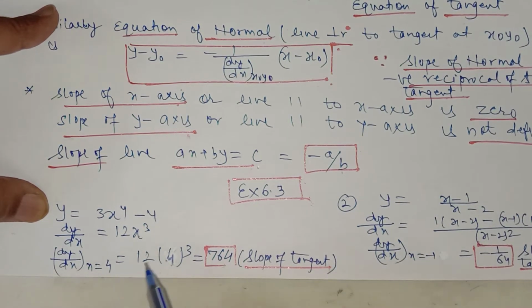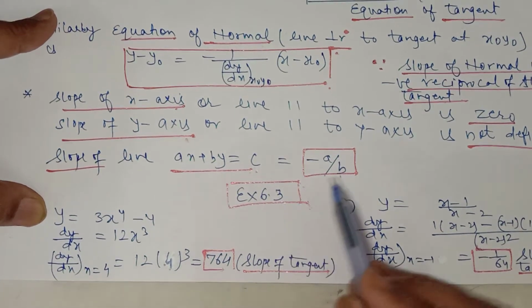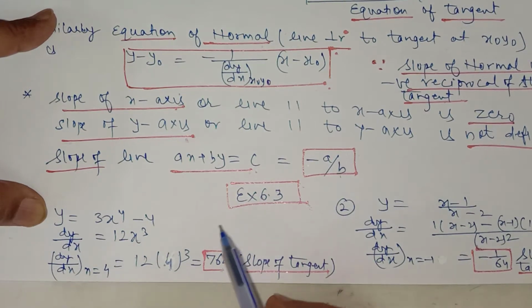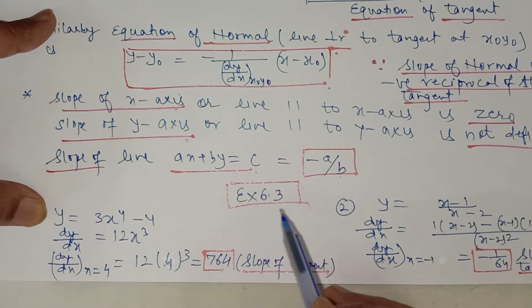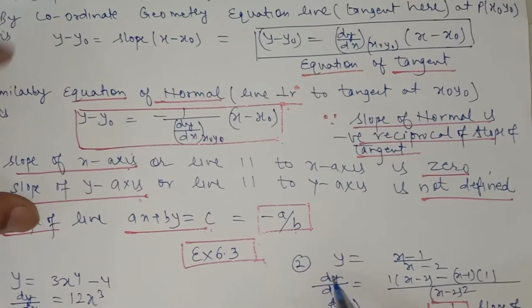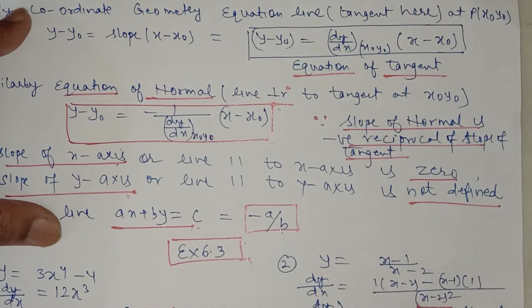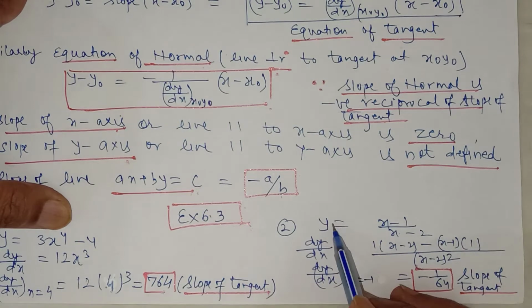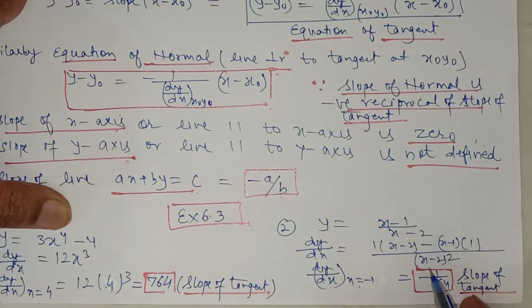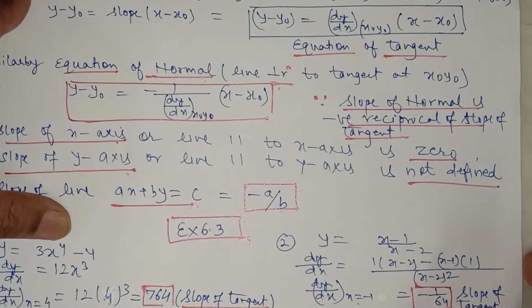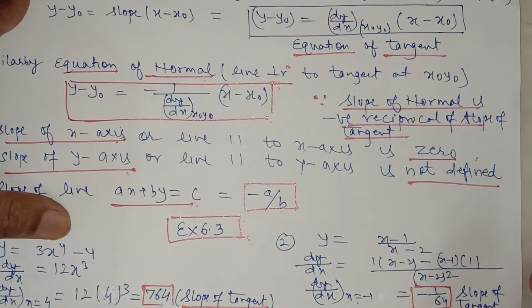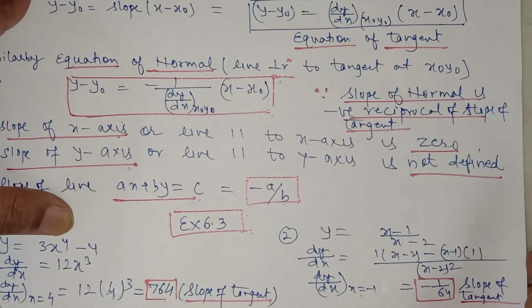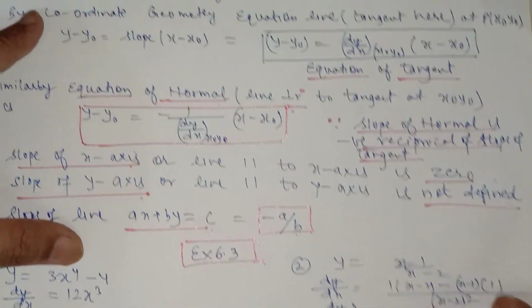The slope of the tangent is obtained by differentiating the curve and putting in the coordinate where you have to find the tangent. Now again in question number 2, the curve is given. You have to find the slope of the tangent at the point x is equal to minus 1. Simply find the derivative of this and replace the value of x by minus 1, which comes out to be minus 1 upon 64, which is the slope of the tangent.